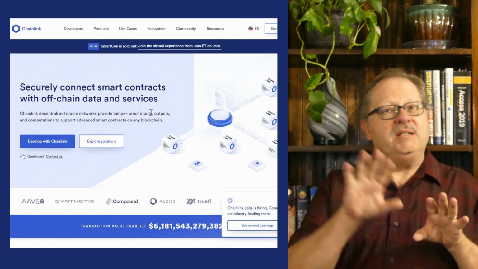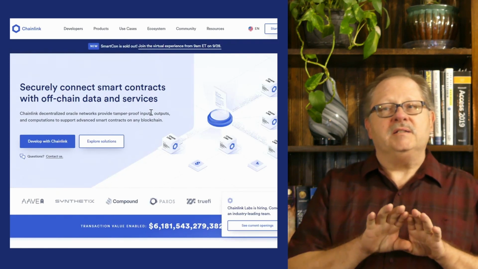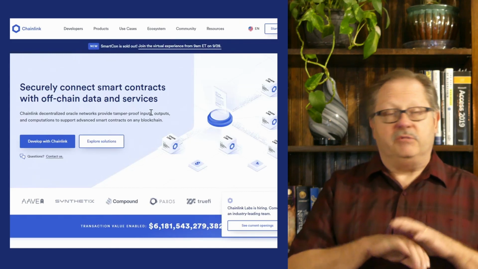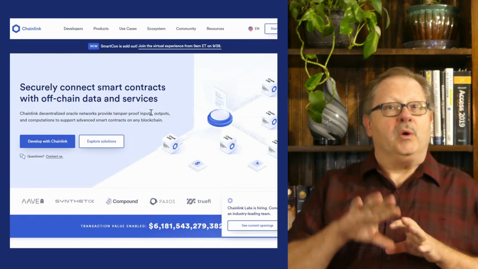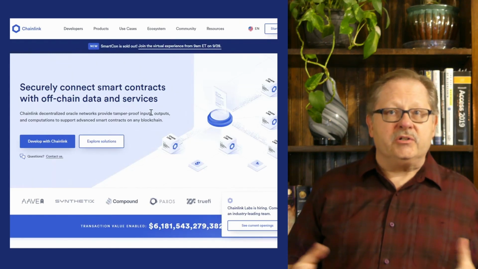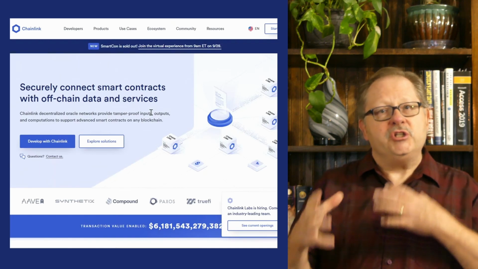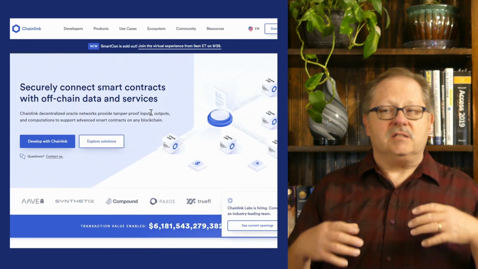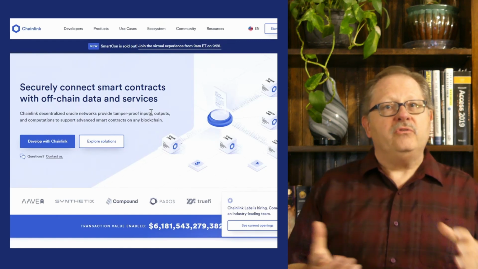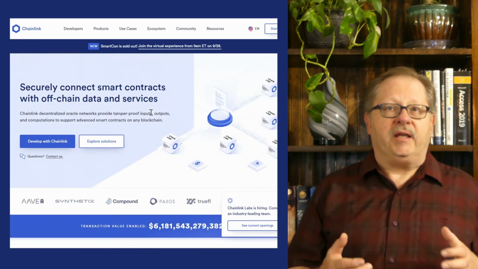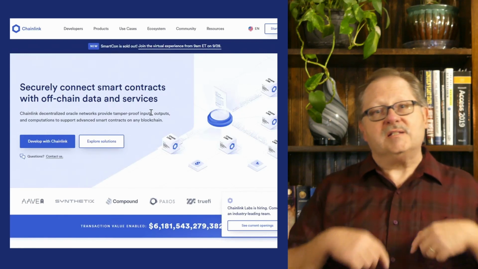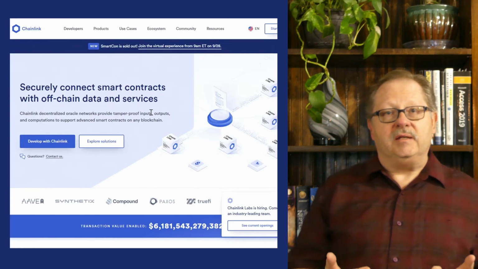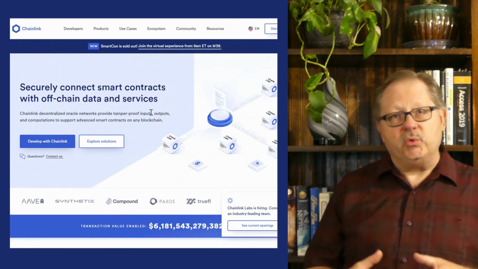Now, we're talking about big data. We're talking about data that is created by machines, such as weather satellites and stock tickers. You're talking about machine-generated data that can be captured in its raw state and fed through a blockchain, and then the smart contracts can act upon the data that is being fed to it.